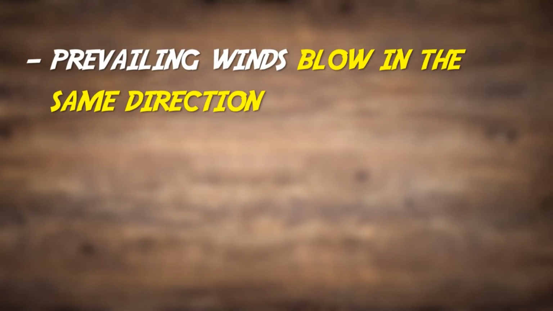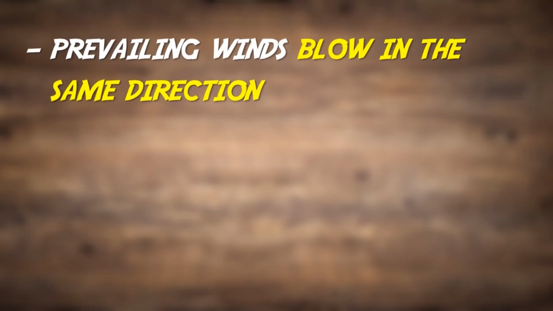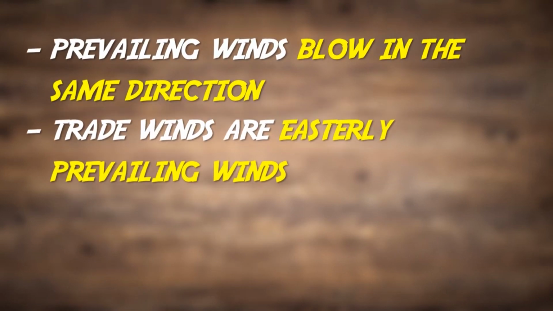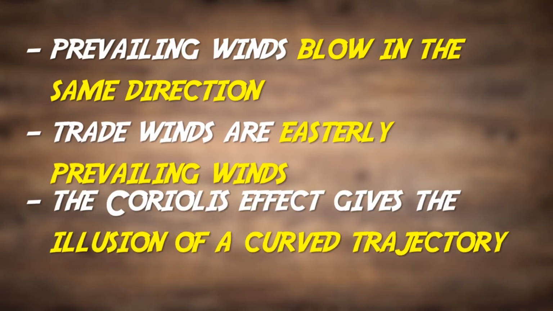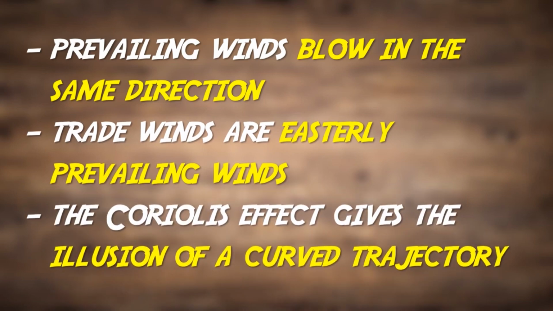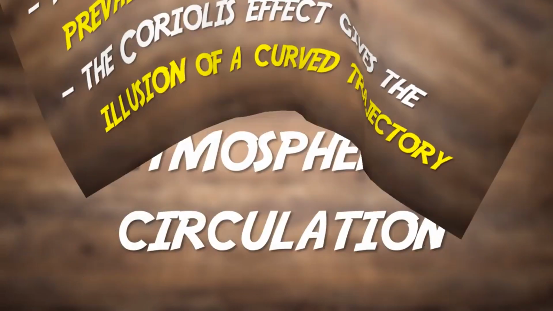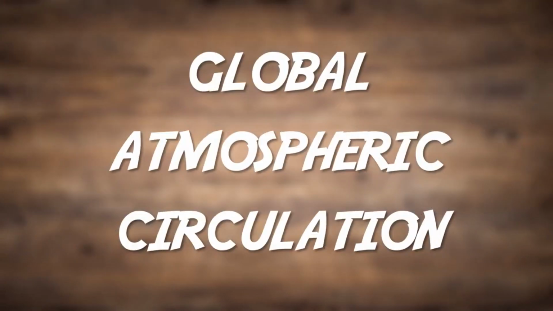So far we understand prevailing winds as winds that almost always blow in the same direction, and trade winds are easterly winds that, due to the Coriolis effect, give the illusion of a curved trajectory. But for the big picture on prevailing winds, we need to understand global atmospheric circulation.